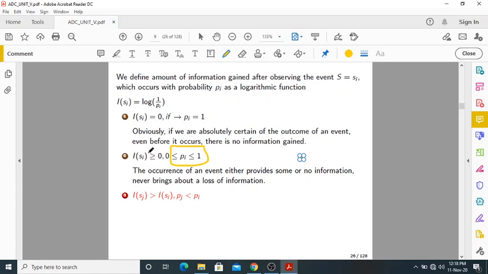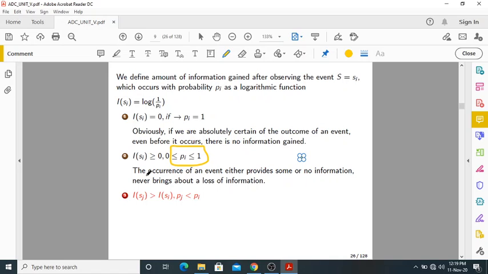Then what happens? The information will always be positive, which means from the occurrence of any event, you may get some information, you may not get any information, but there is no loss of information. So that is the meaning of this second property. What is the property? Information can never be negative. In the sense that if any event occurs, from that particular event, we may get some information, we may not get any information, but you don't lose any information.